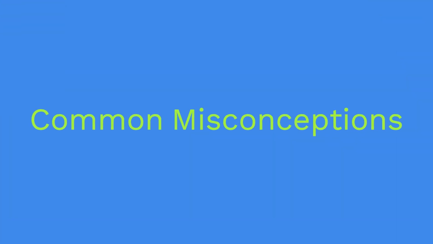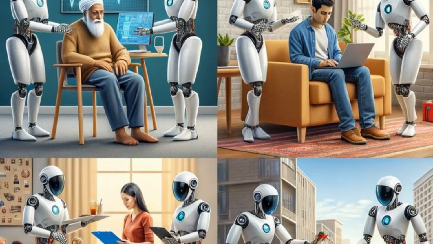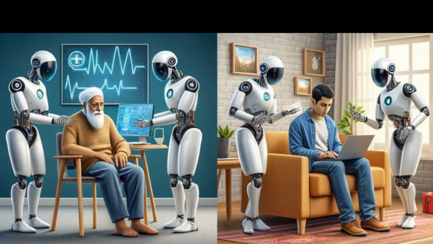Common misconceptions. Misconception 1. AI and ML are the same. As we've discussed, ML is a part of AI, but not the only part. Misconception 2. ML can do everything AI can. ML is powerful but limited to learning from data. AI can use other techniques, like rule-based systems, for tasks.